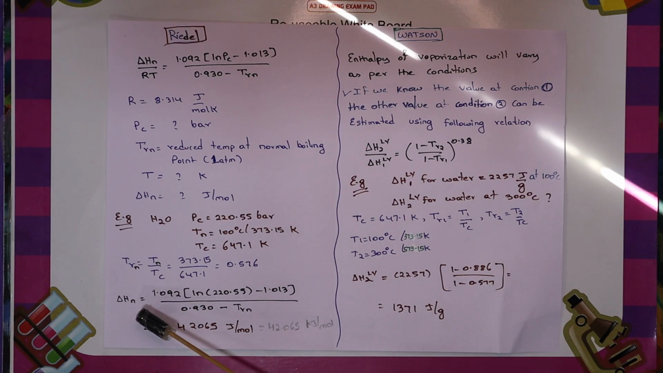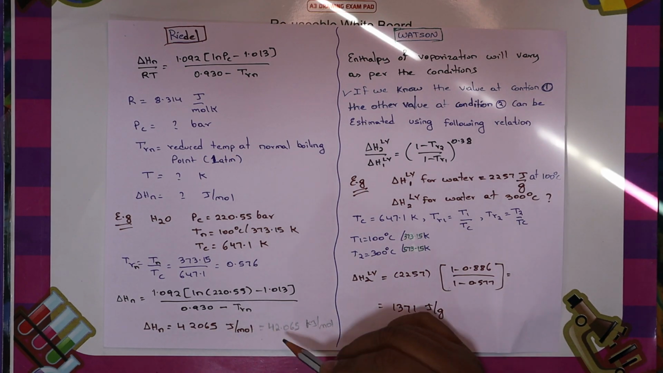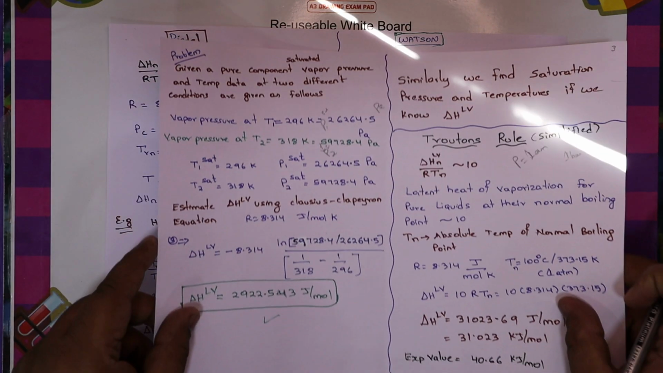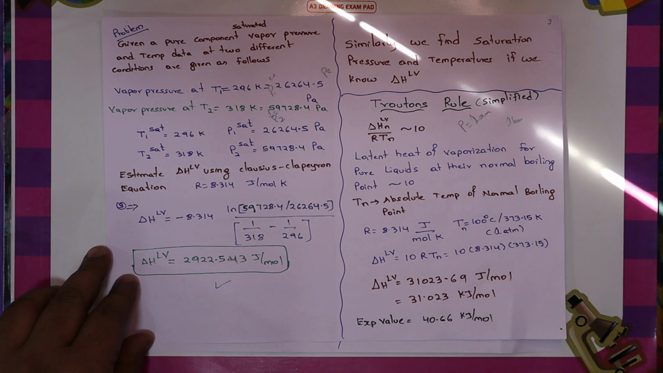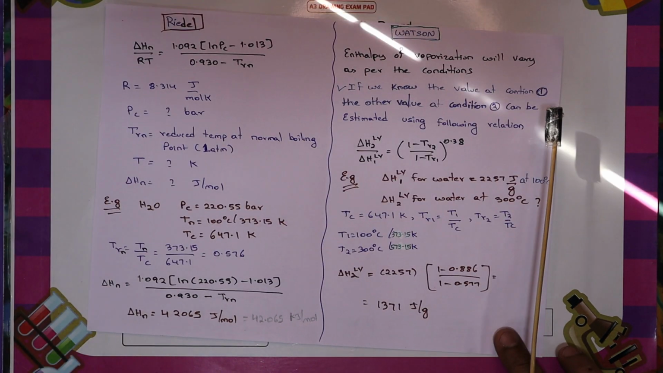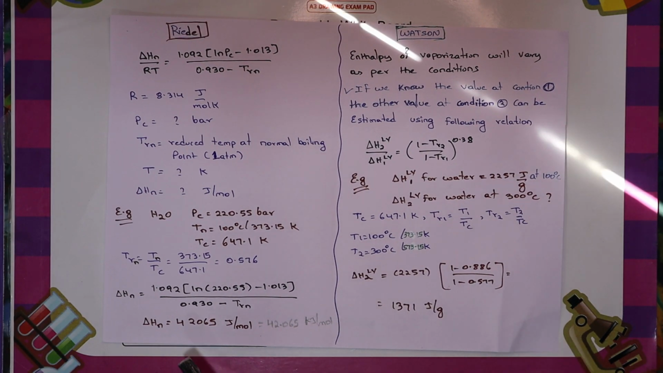So ΔHn is estimated as 42,065 joule per mole, that is nothing but 42.045 kilojoule per mole. If you compare, as per Trouton you got the value 31, and the experimental value is 40. Now according to Riedel you got 42, but experimentally it is 40. You can see it is a better approximation compared to Trouton.